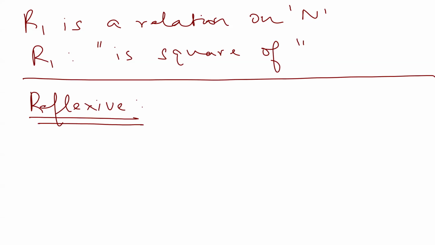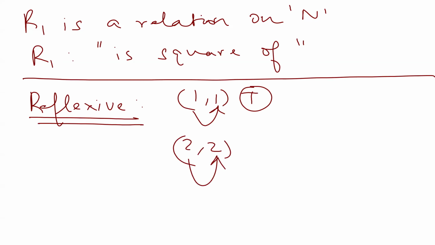Now natural numbers start from 1. Now 1 is a square of 1. This is true. But then is 2 a square of 2? No. 3 is not a square of 3. So even if one example fails, everything else fails. So this is not reflexive.